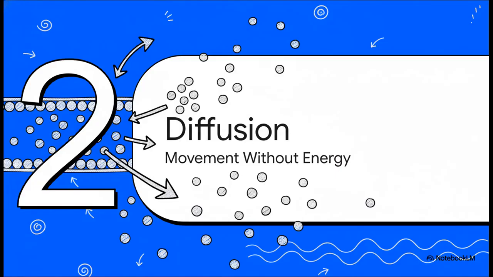Okay, so how do things actually move across this selective membrane? Let's start with the simplest way, a process known as diffusion. And the best thing about it for the cell is that it happens all by itself. It requires absolutely no energy from the cell.